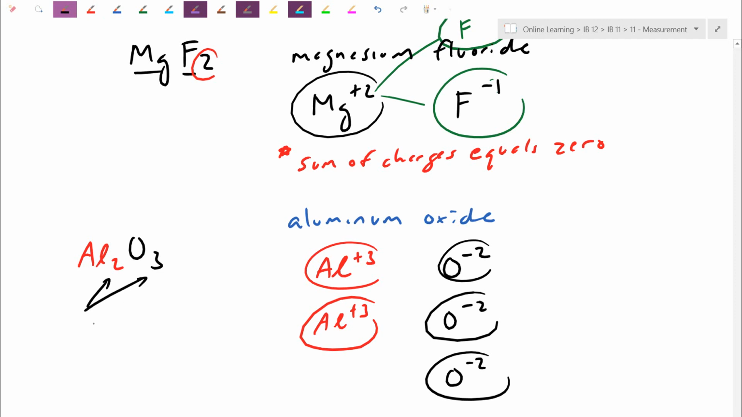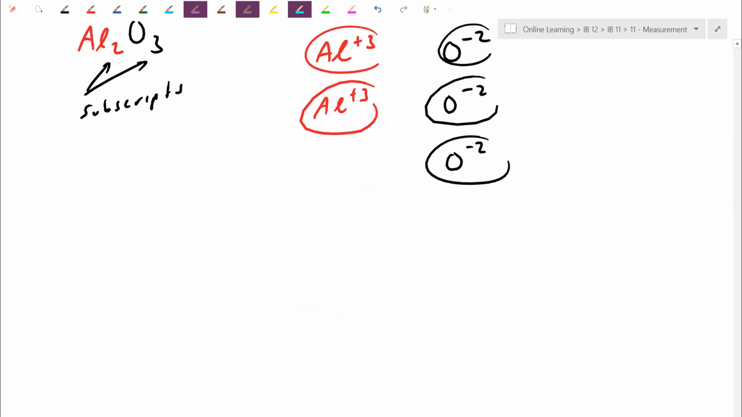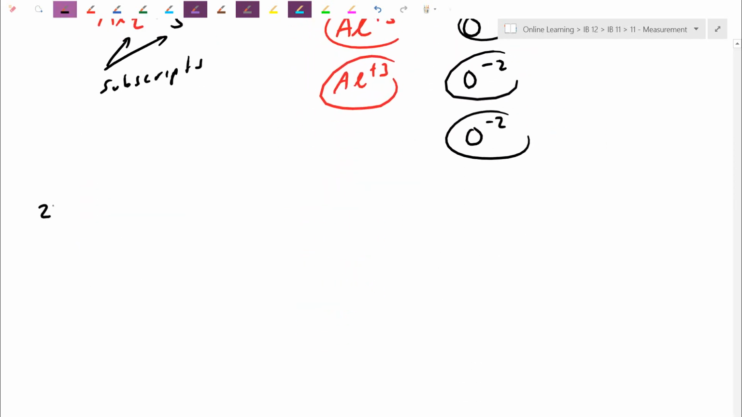These ones here are called subscripts, and they just identify for me in the compound. I would expect this proportion: for every 2 aluminums, there should be 3 oxygens with it. That's your typical ionic compound here. It's a binary compound. Let's throw in 2 little twists here.